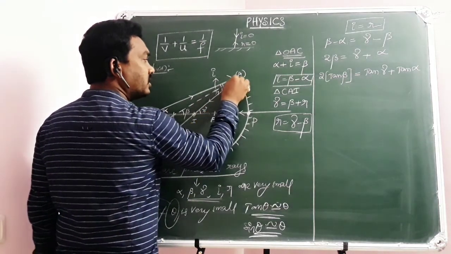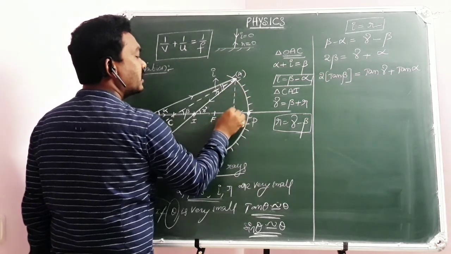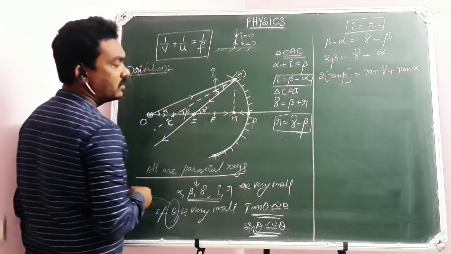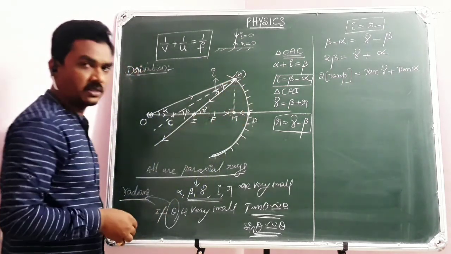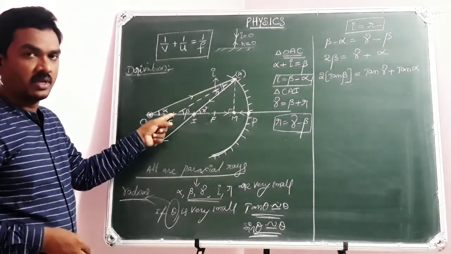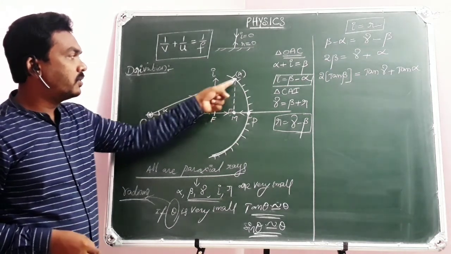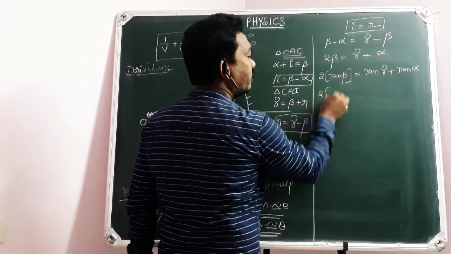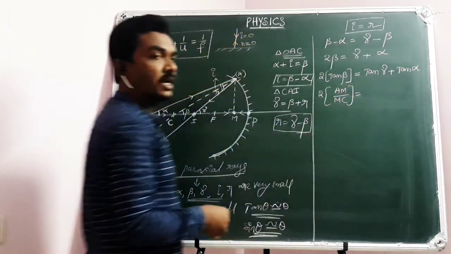From the point of incidence, draw a perpendicular line onto the principal axis. Let me call the foot of the perpendicular M. Then tan beta, in the triangle AMC, which is a right angle triangle, is the opposite side AM by the adjacent side MC. So I can write 2 times AM by MC equal to tan gamma.